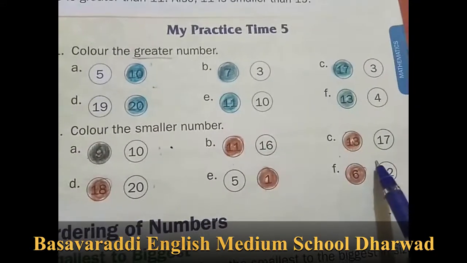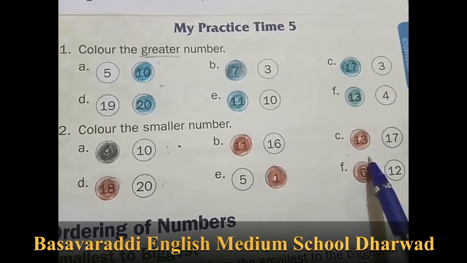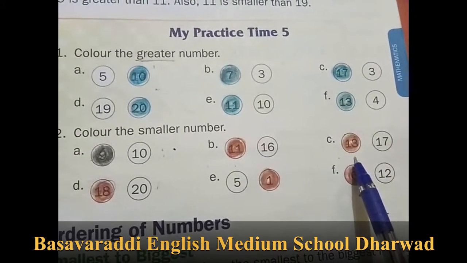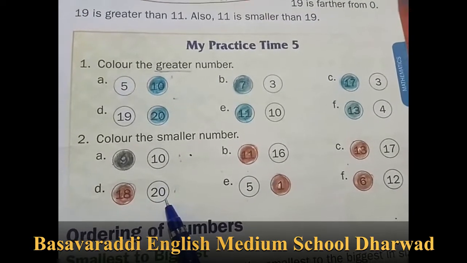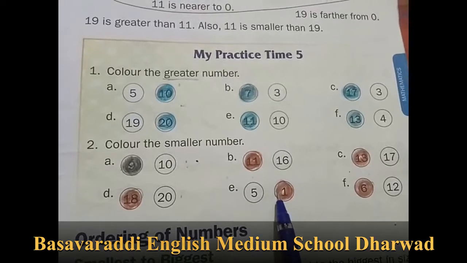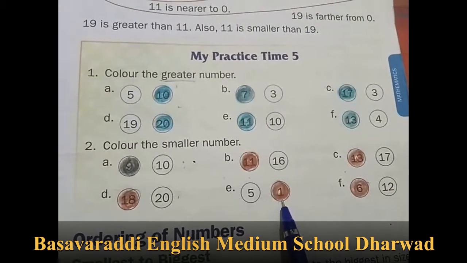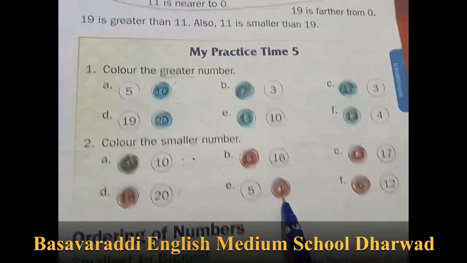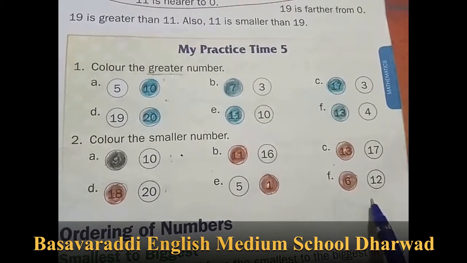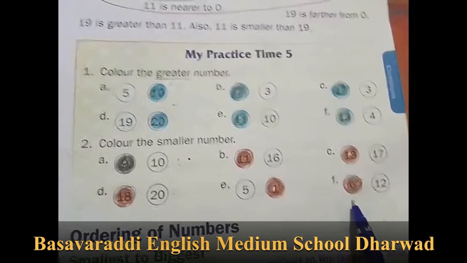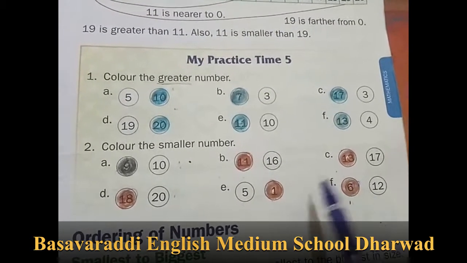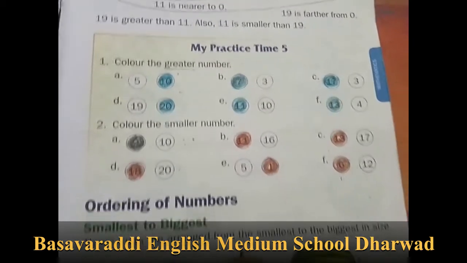Now 13 and 17. 13 is the nearest to 0, so 13 you have to color. 18 and 20. 18 is the smallest, we are coloring here. And 5 and 1. 1 is small, so you have to color this one. Then 6 and 12. 6 is smaller. This one you have to write in your rough book, textbook and fair book also.